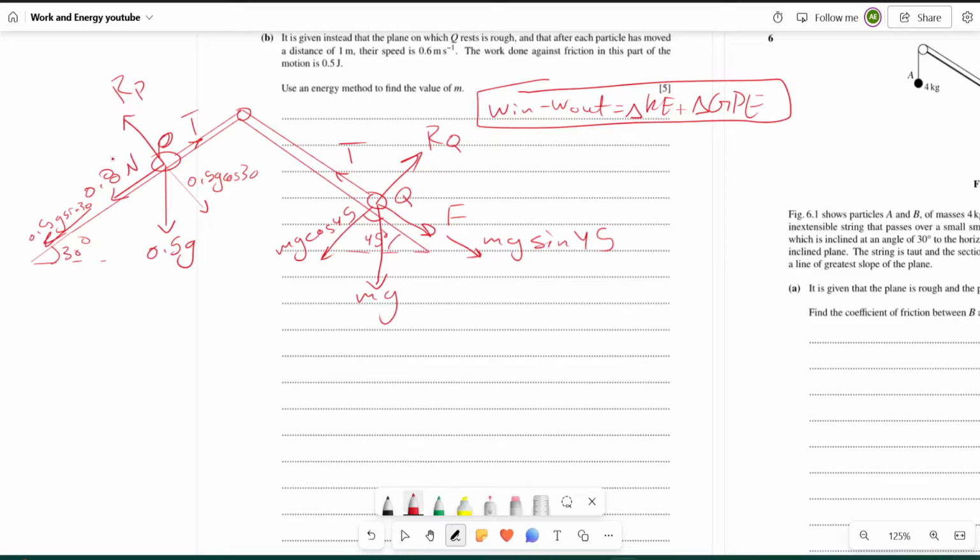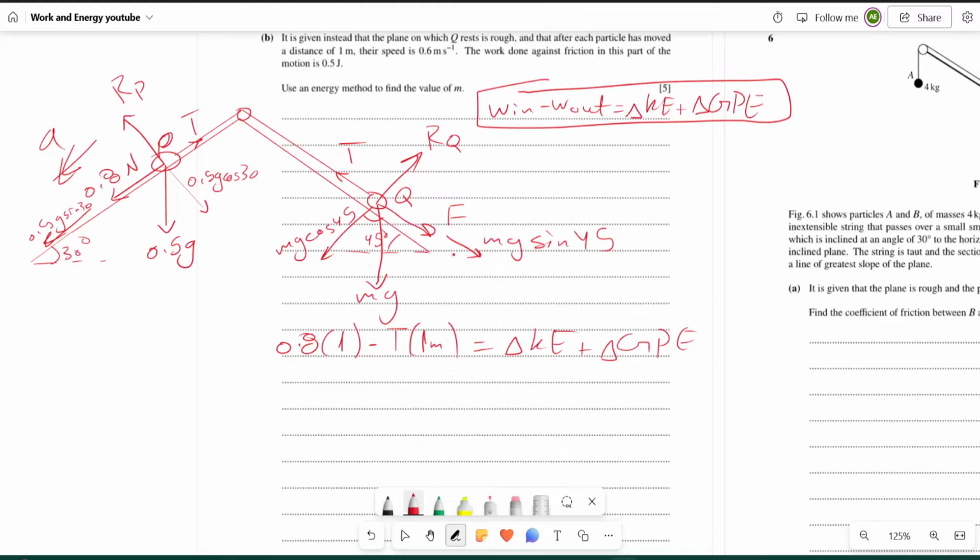So the only external force that's not weight is 0.8 newtons. We also have tension, but tension here is going to be resistive because the particle is trying to accelerate downwards. Tension is acting as a resistive force, so it's actually going to be included in work out. So for P, it's going to be 0.8, and the question tells me it moved 1 meter, minus work out, which is tension times 1 meter, and it's going to equal change in KE plus change in GPE.